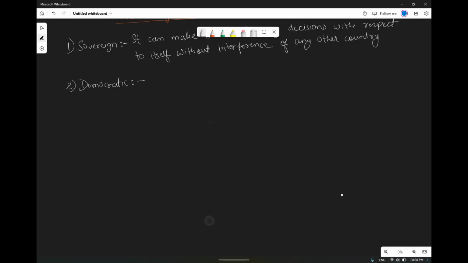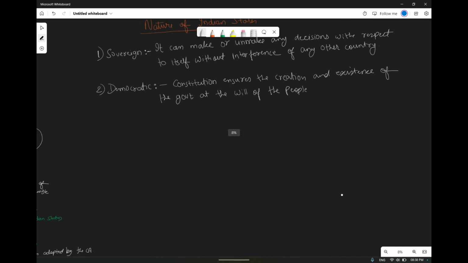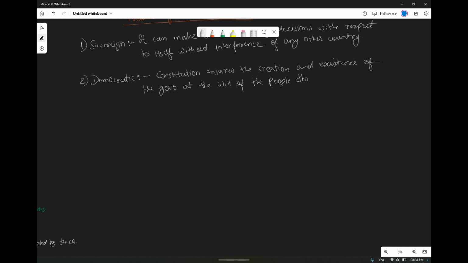This constitution ensures the creation and existence of the government is at the will of the people, through elections.